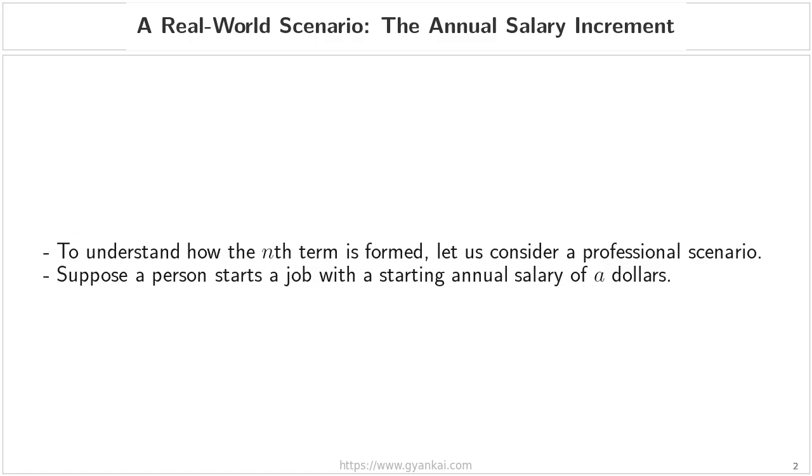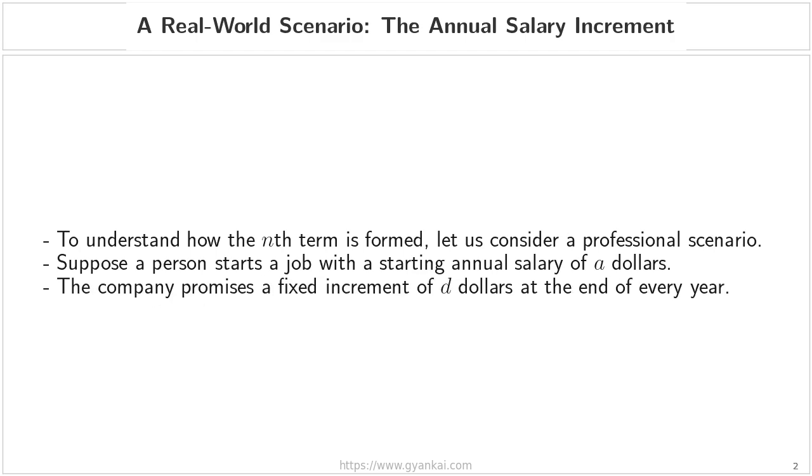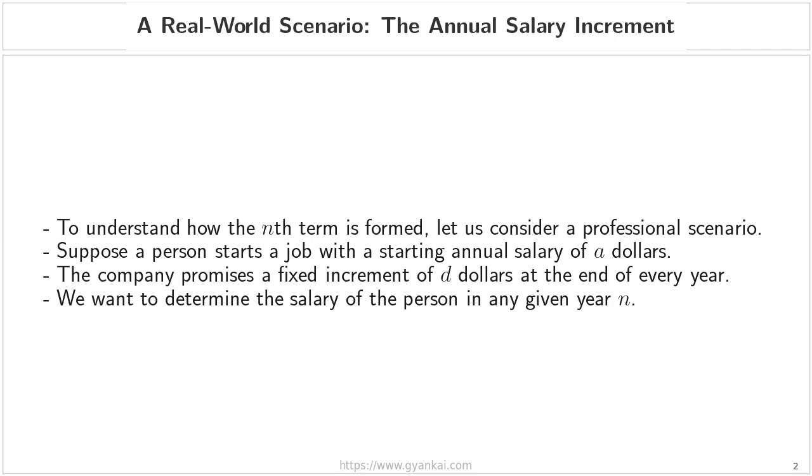Let's say their starting annual salary is represented by the letter a. Now, to make this an arithmetic progression, the company promises a fixed yearly increment, which we will denote as d, added at the end of every year. Our ultimate goal here is to find a way to determine exactly what that person's salary will be in any given year, which we will call year n. By using this scenario, we can see how the pattern of adding d builds up over time, leading us directly to our formula.